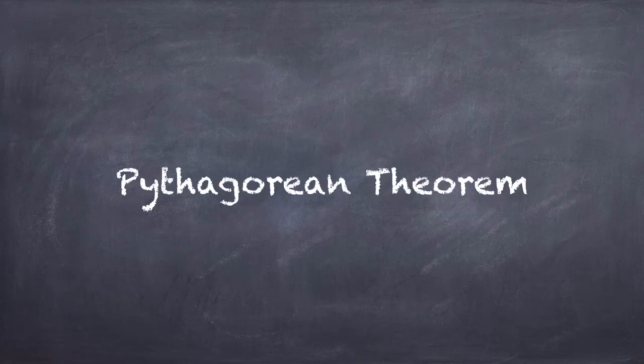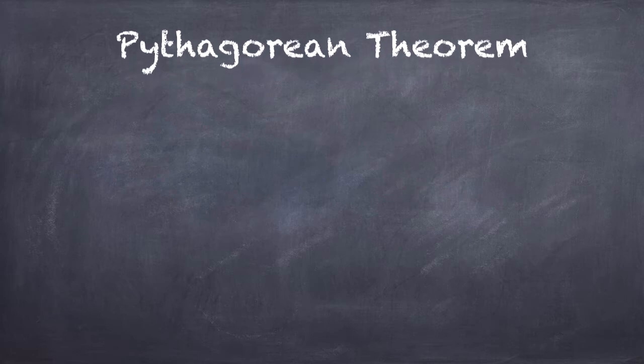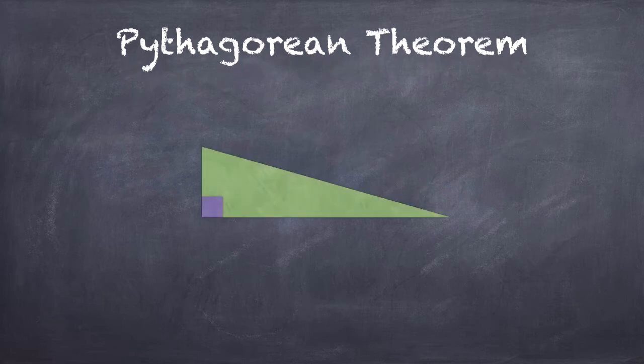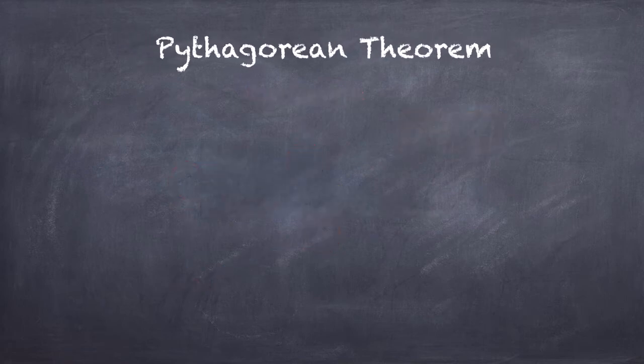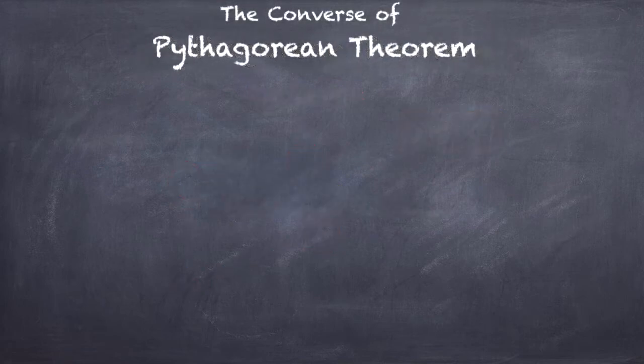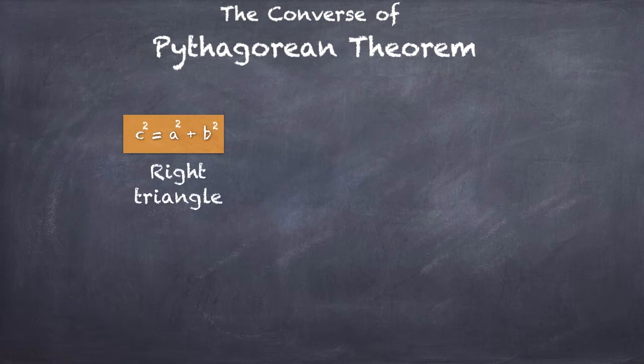First, the Pythagorean theorem. The Pythagorean theorem states that you can add the squares of the lengths of the two legs, labeled A and B in this diagram, and it will equal the square of the length of the hypotenuse, labeled as C in this diagram. The Pythagorean theorem also has a converse, which allows us to determine whether a triangle is indeed a right triangle or not. The first equation of the converse of the Pythagorean theorem is C squared equals A squared plus B squared. It is identical to the equation of the Pythagorean theorem itself.